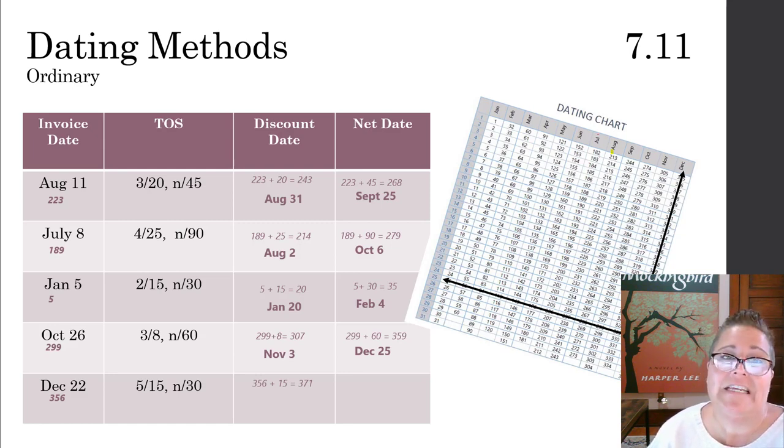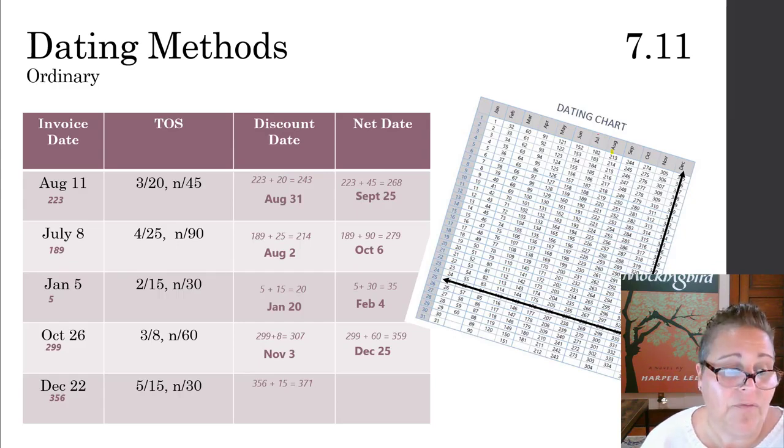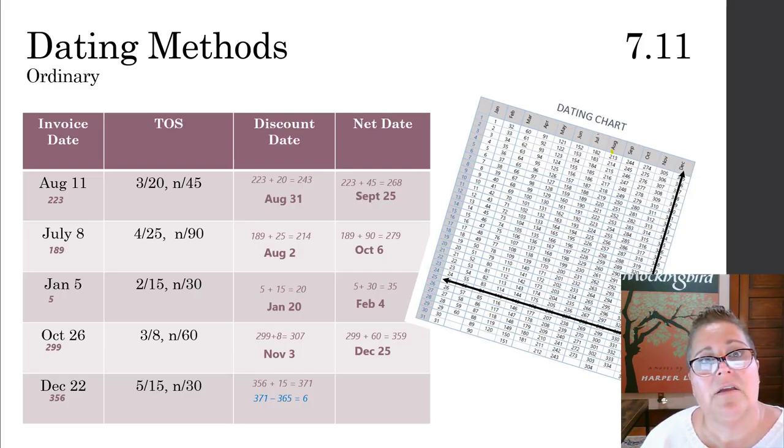I'm going to add 15 days to it for the discount date, and I get day 371. Day 371. Some years it feels like there are 371 days in a year. Maybe this year. But there are not. There are only 365 days in a year. So when I have 371, I actually need to subtract the 365 days in a year to figure out that we're starting over and we're back at the 6th day. And the 6th day of the year is January 6th.